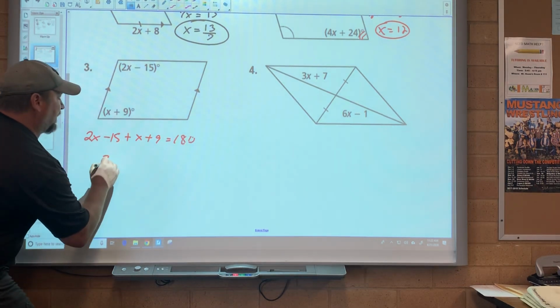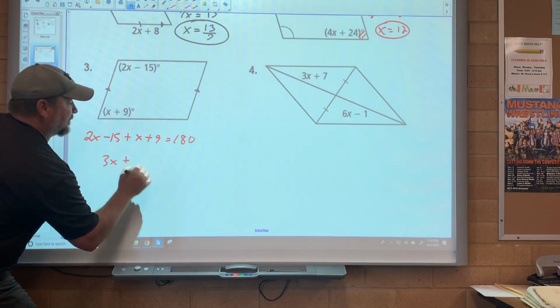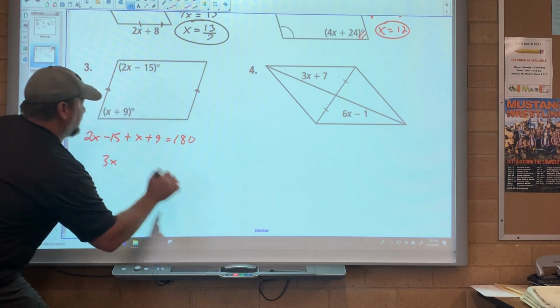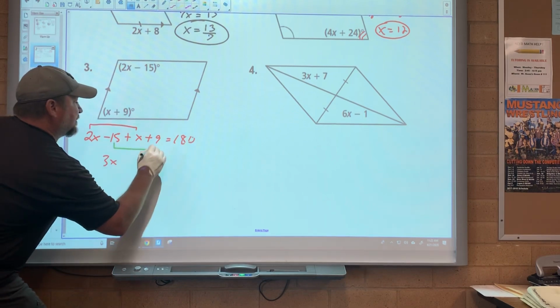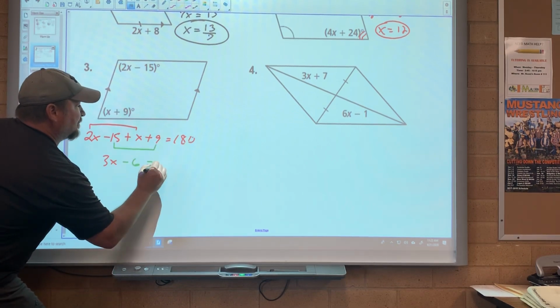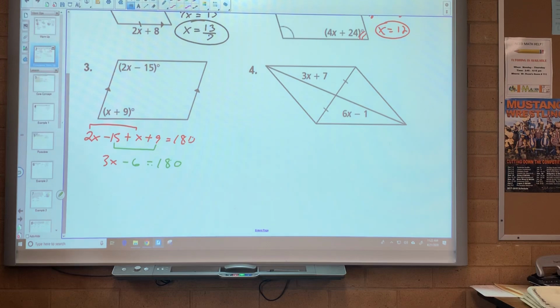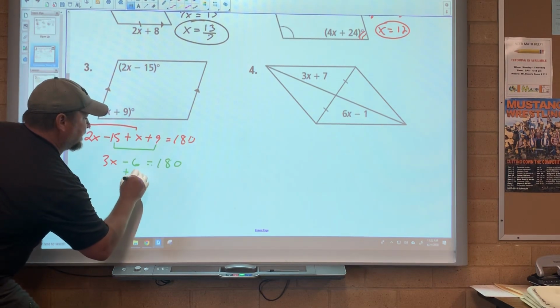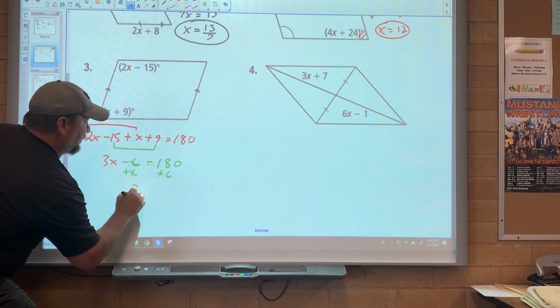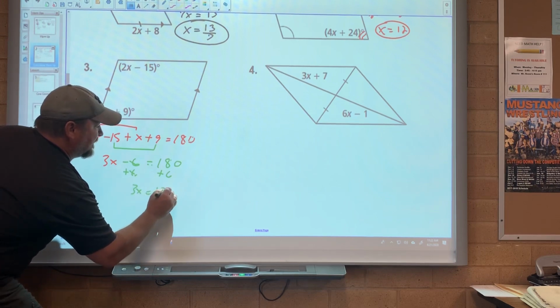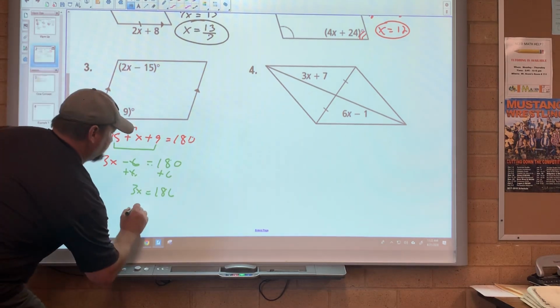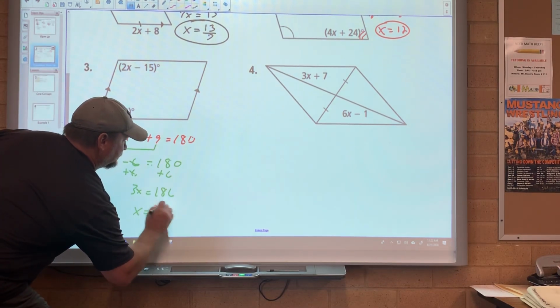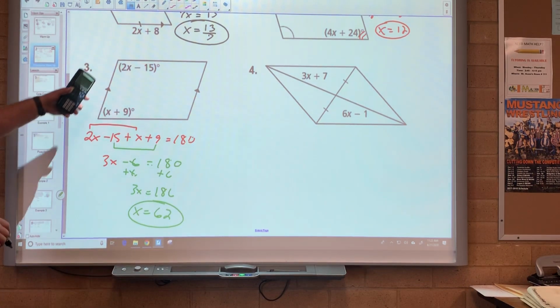So this will be 3x minus 6. We combine these two, and then when we combine these two, we'll get 3x minus 6 equals 180. Then add the 6. 3x equals 186. We're going to divide that by 3. We get 62. And that would make that a parallelogram.